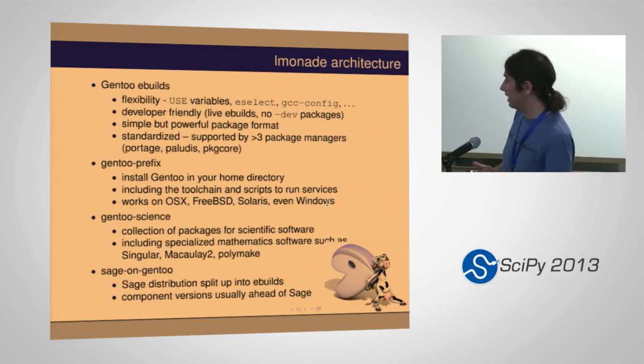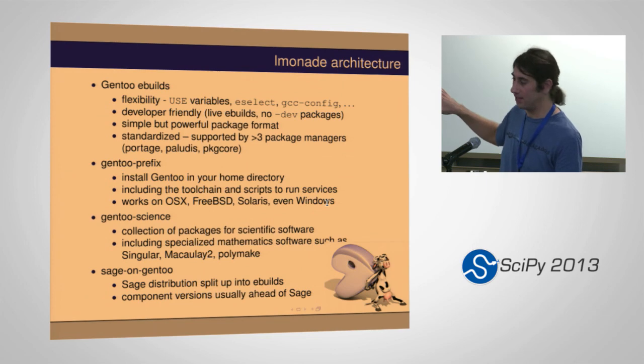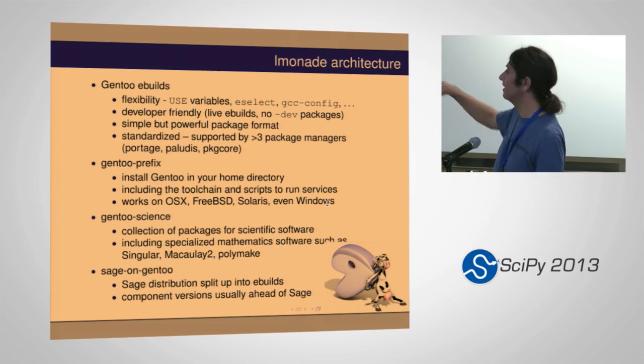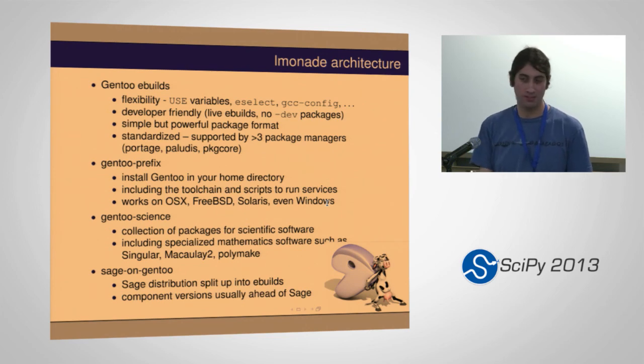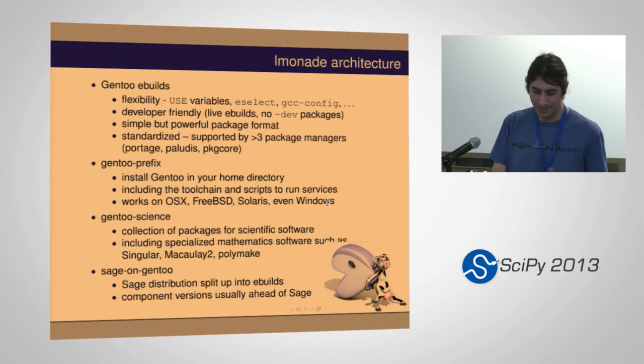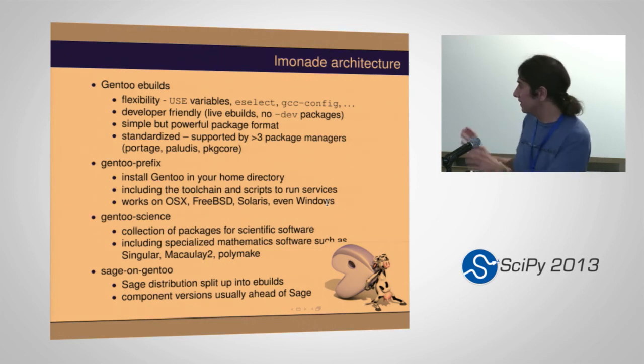So Lemonade chooses Gentoo for this. I will not go through all the parts of the architecture. I will just show. Gentoo ebuilds are great, I have to say this, because they are standardized. They are supported by more than three package managers. There is actually a specification on the internet that you can find. Of course, they are not the perfect description of a package. There are certain parts that could be improved, but it's the best trade-off, in my opinion.